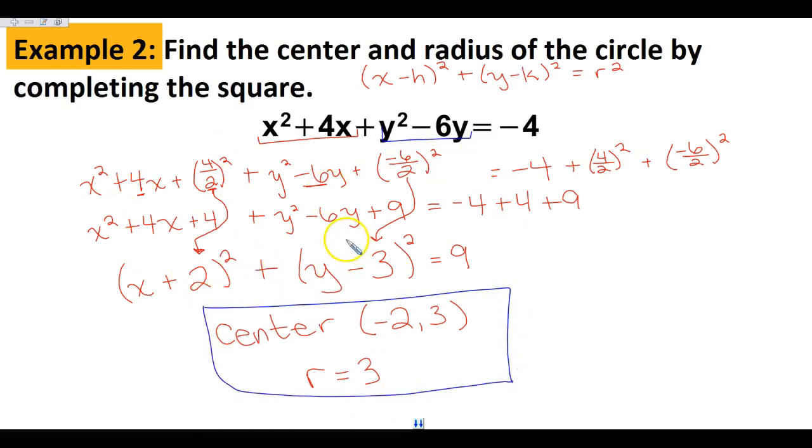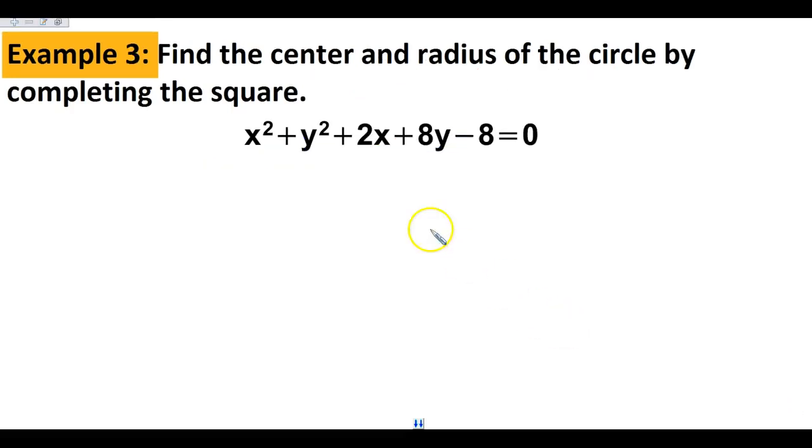Again, completing the square, guys, is going to be a big part of what you're going to see on your test. So it's really important that you do understand how to do this. All right, we're going to take a look at another example, then we're going to have you try one on your own. So let's take a look at the next one.